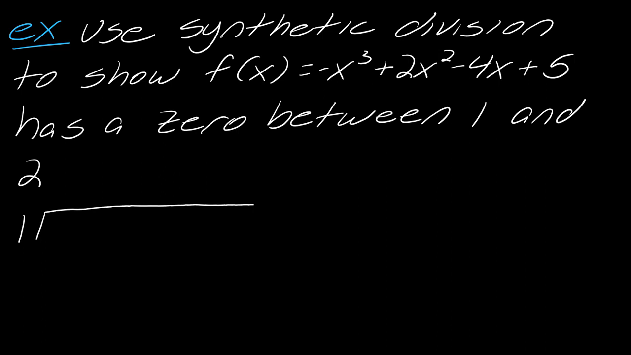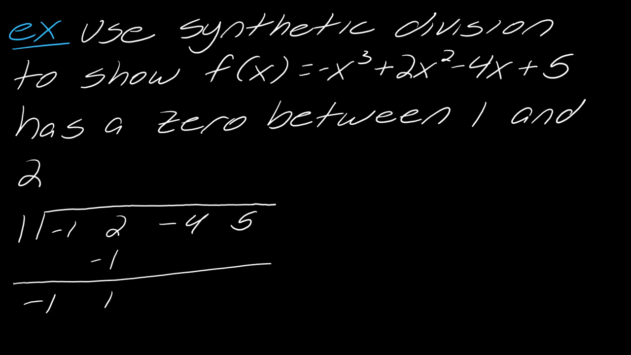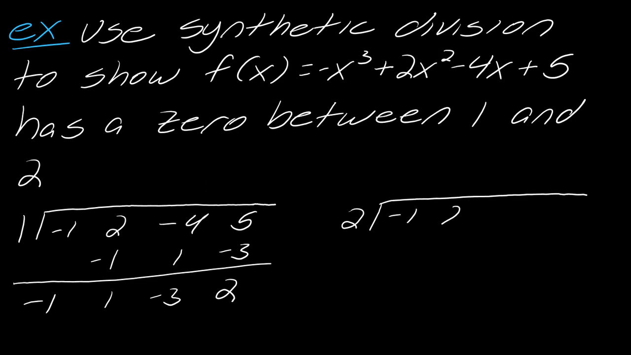And so let's see, if I set this up, this is -1, 2, -4, and 5. Okay, so I'm going to draw my line. This is -1, -1, 1. This becomes 1, -3, -3, and 2. Okay, so we're not done. Hold that thought. We're going to do the synthetic division again with 2, and then we're going to compare the results. Okay, so I set up another synthetic division.